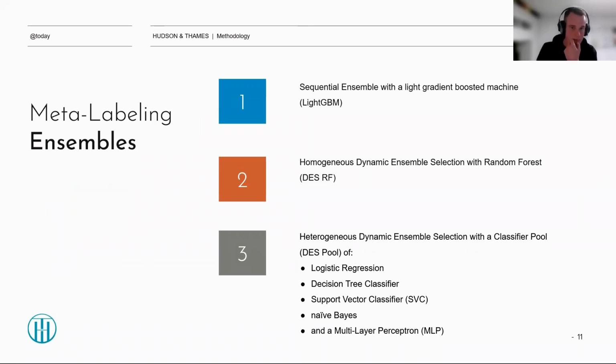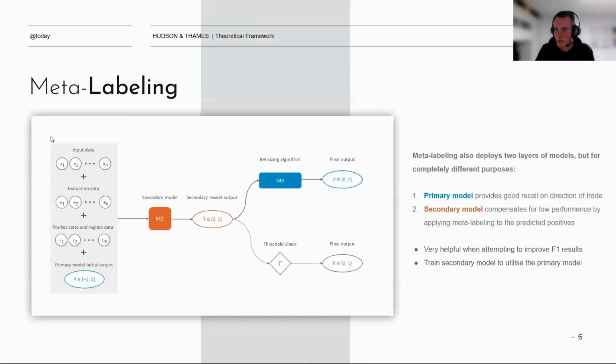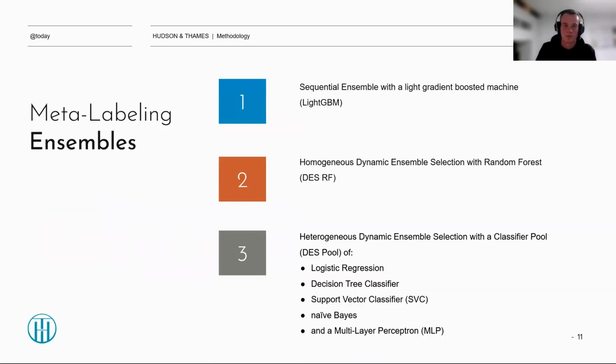Okay, then we come to the core part of the methodology, and this is the meta-labeling ensembles. In addition to the logistic regression, we built ensembles for our secondary model. So if we go back to the very first slide, this is where we actually applied the ensembles for the secondary model. And we built 3 ensembles.